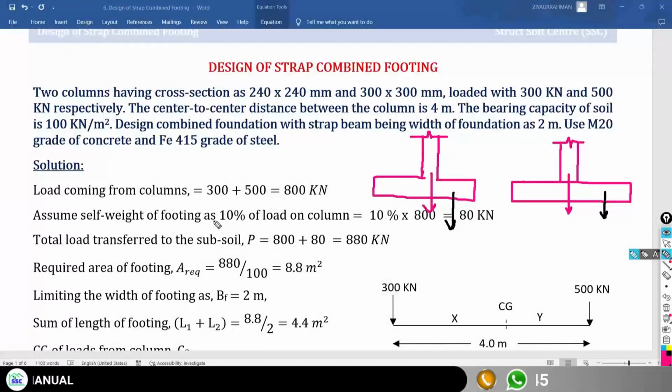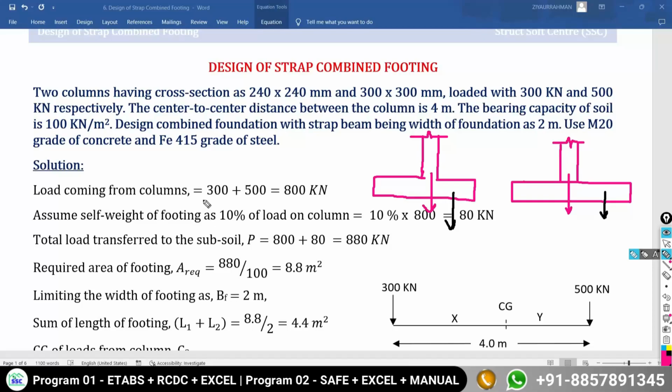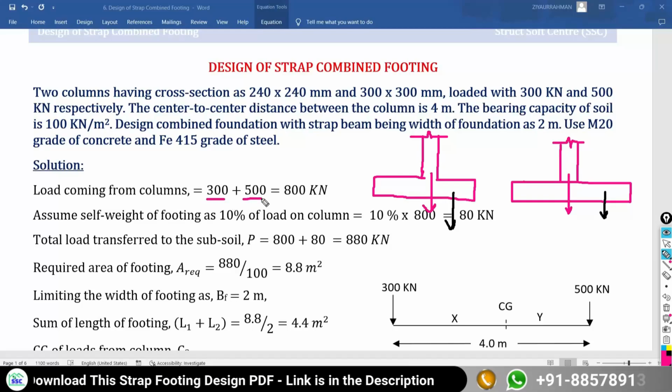Now let's start the design. So first of all we need to know how much load is coming from both of the columns. From the first column the load is coming as 300 kilonewton and from the other column the load is coming as 500 kilonewton. If we add these two values, you will get the total load coming from both of the columns as 800 kilonewton.